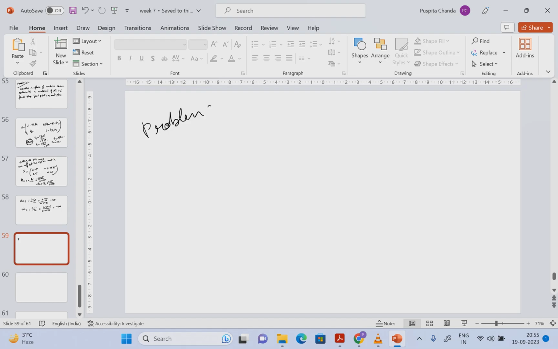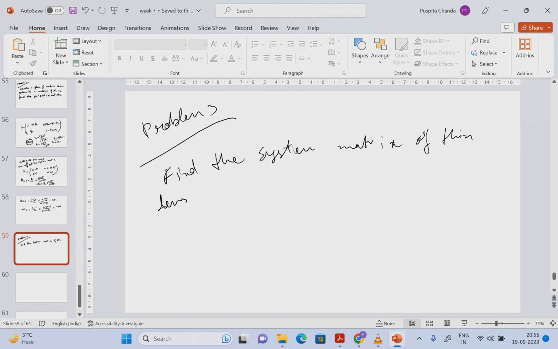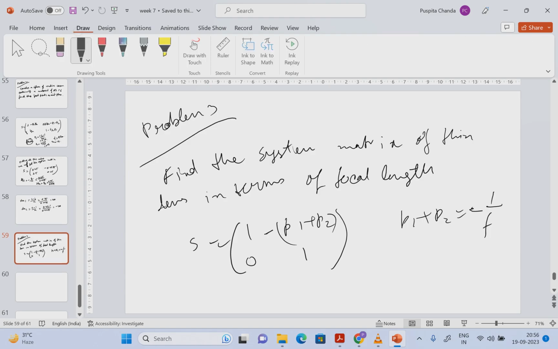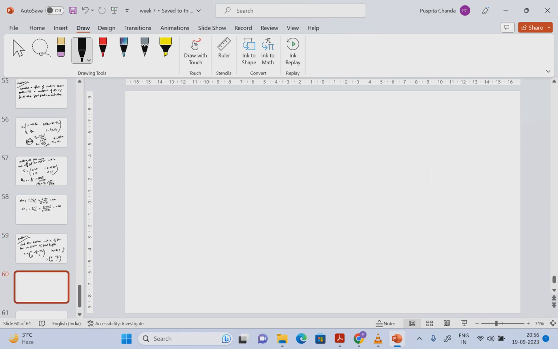Next problem. Find the system matrix of a thin lens in terms of focal length. We have already done that. The system matrix for a thin lens is [1, P1 plus P2; 0, 1], and P1 plus P2 is equal to minus 1 by F. So the system matrix will be [1, minus 1 by F; 0, 1]. When it comes in a question, we need to start from the first.